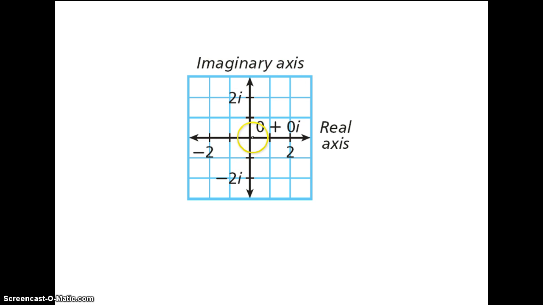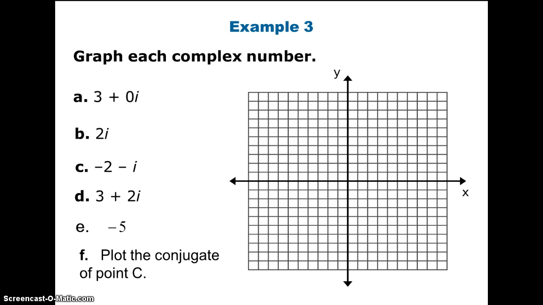Now, origin. Origin is 0, 0. You guys know that from the coordinate plane. But now, since this is a complex number, it is 0 plus 0i. So instead of 0, 0, it's 0 plus 0i. The good thing about graphing complex numbers is that you graph them the same way you graph an ordered pair. You just have to know how to set up your ordered pair.